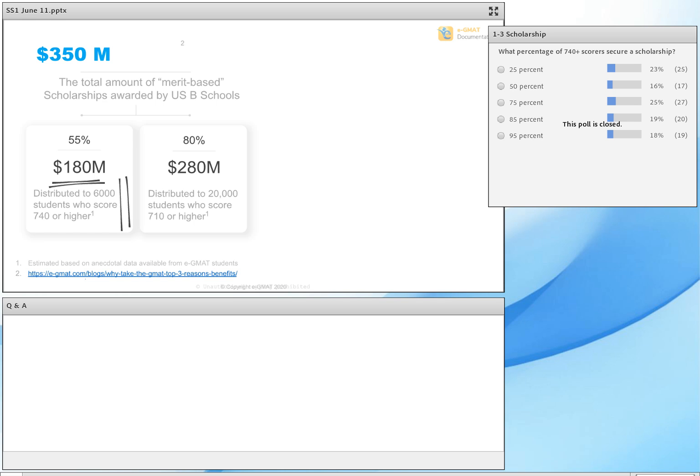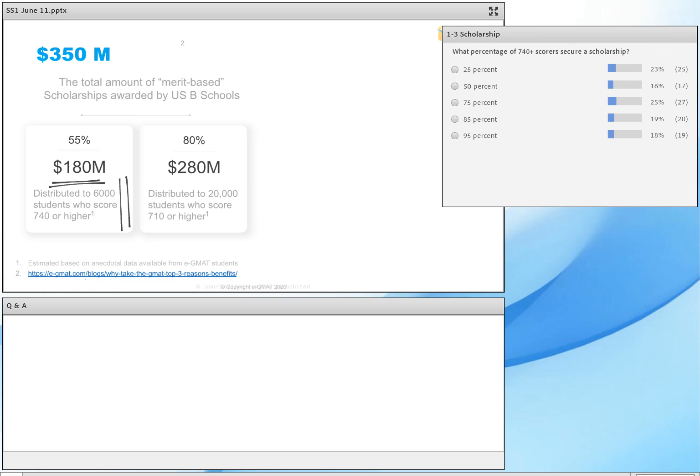The right answer, based on the data that we have, and we have data from about 800 odd students in that score range, is between 75 and 85, so about 83% or so of 740 or higher scorers get a scholarship.